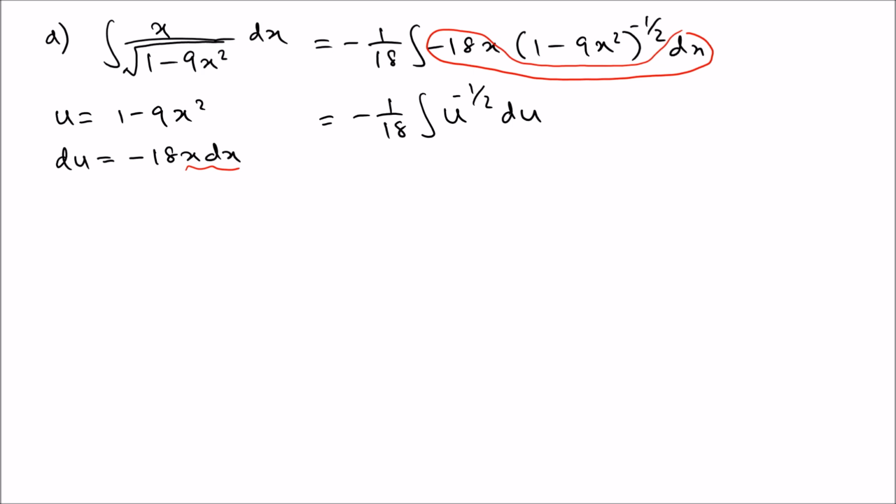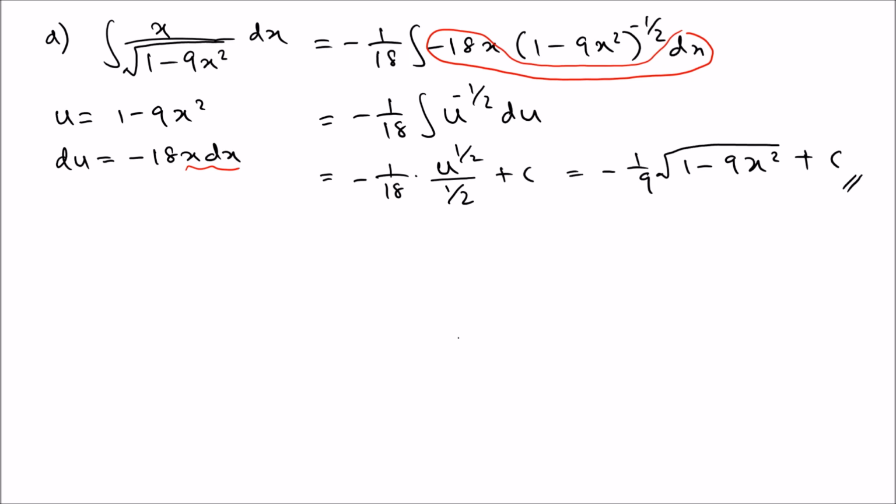Now we can integrate with the new variable as before. So it is negative 1 over 18, and this is u to the negative 1/2; you add 1 and divide by the same number, plus c. You can see there's some nice simplification. This is 2 and 18, so you get 9. So that means negative 1 over 9. u is that, so it's the square root of 1 minus 9x squared, plus c. So that's what you get. Okay, good.